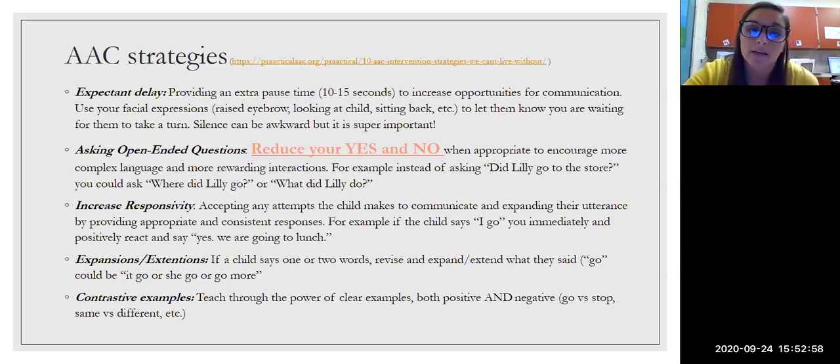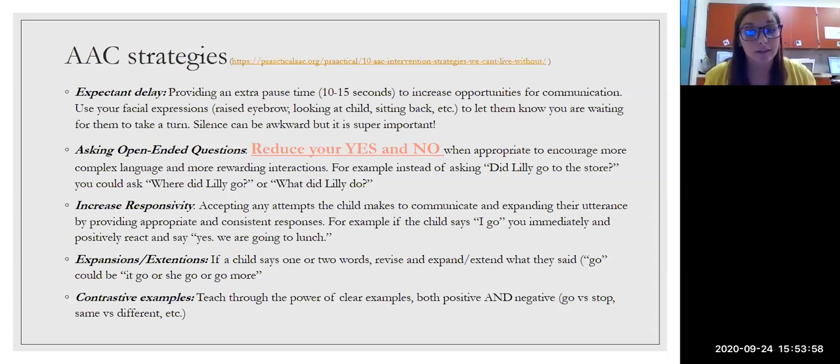Increase responsivity. Accepting any attempts the child makes to communicate and expanding their utterance by providing appropriate and consistent responses. For example, if the child says, I go, immediately and positively react and say, yes, we are going to go to lunch. Because I'm going to be much more excited if I say something like, maybe when you make a joke and nobody laughs, you're like, cool, all right, don't need to be making jokes anymore. Whereas if you make a joke and everyone laughs immediately, it's like, oh, you're so funny. You're going to tell more jokes because you were positively reinforced to do it. It will encourage you to tell more jokes. So consider that if someone tells a joke. Maybe don't always positively reinforce it if that is not their area of strength.